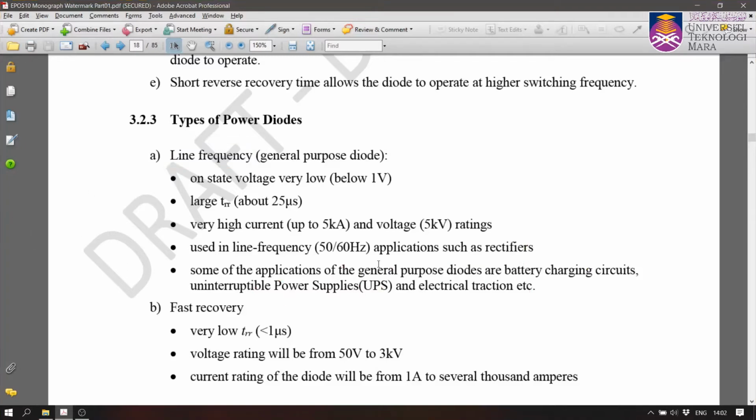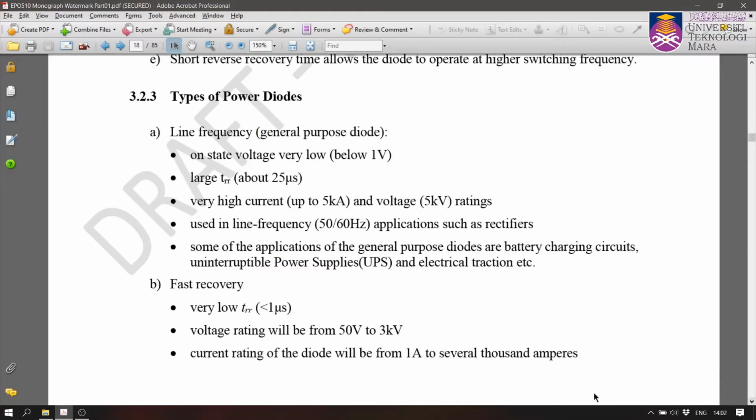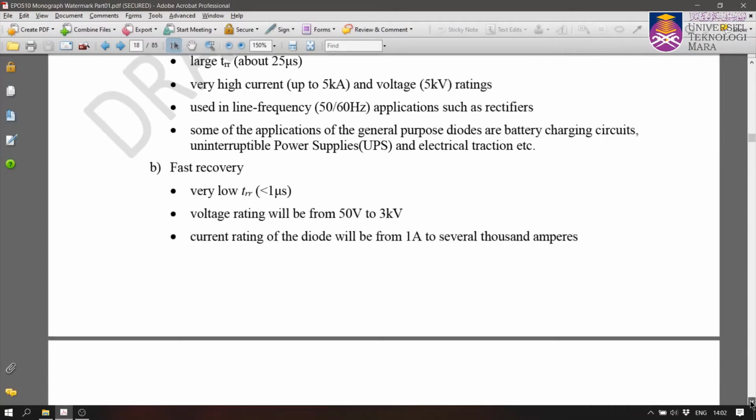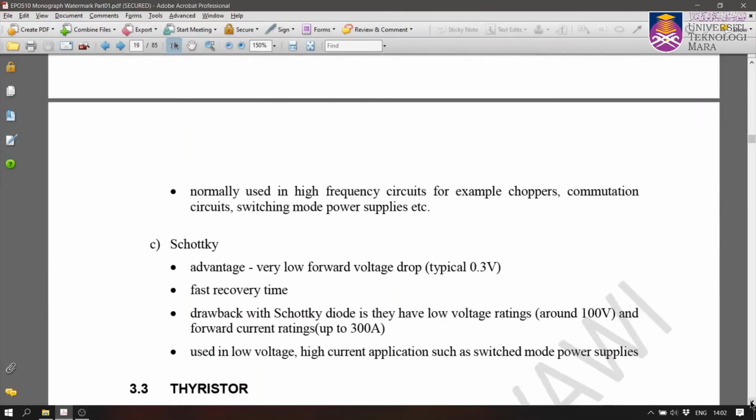And there are also fast recovery diodes. When you operate the circuit at high frequency, you must choose diodes with fast recovery capability. It is characterized by a low TRR. It also has a lower voltage rating compared to the line frequency diodes, and the current rating ranges from 1 amp to several thousand amperes, not as high as the line frequency diode. Normally used in high frequency circuits for choppers. This is a DC-DC converter, and the other name for choppers is DC-DC converter.